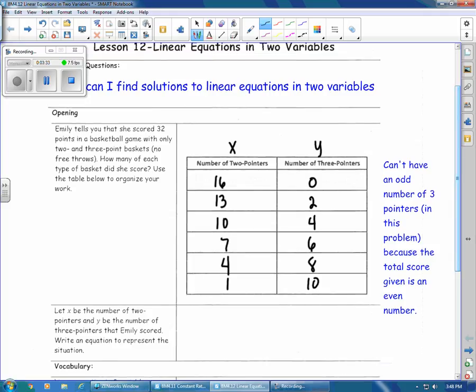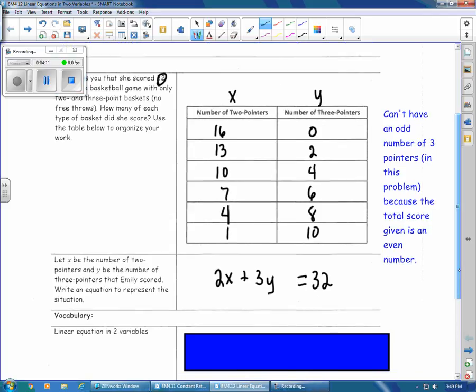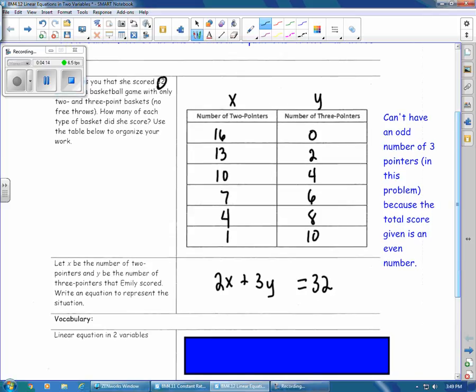Now I want to write an equation. X is the number of 2-pointers and Y is the number of 3-pointers, and I can write an equation to represent the total points. I know the total points, they're giving it to me, 32, so it's going to equal 32. For the 2-pointers, the number I multiply by x is going to be 2, because that's how much credit I get for making a basket worth 2 points. So the next one is going to be 3y. So 2x plus 3y equals 32. And if I plug in any of these numbers, it's going to be a solution for the two-variable equation.